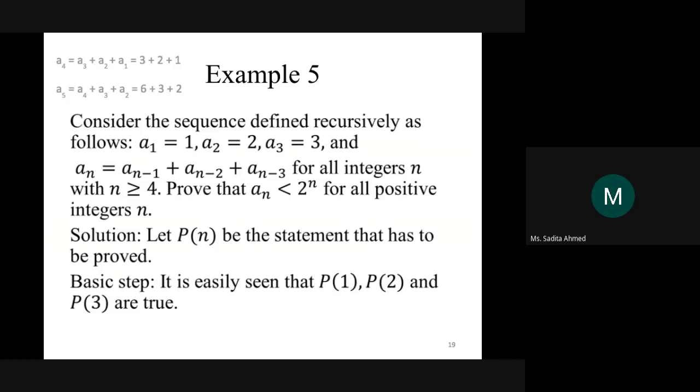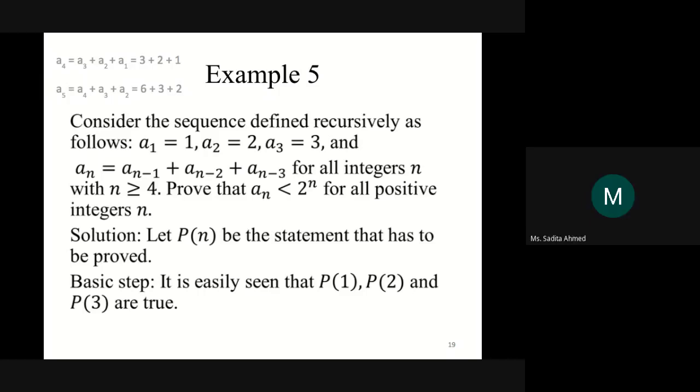Okay, in strong induction, in the basic step, again, remember, we prove it for a range of values. So how many values will we prove it for? First of all, before that, what is the lowest possible value of n here? 4.